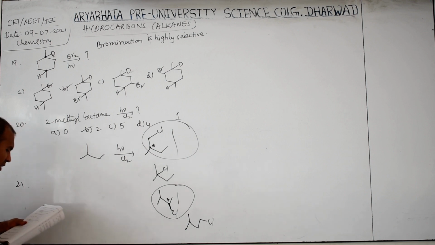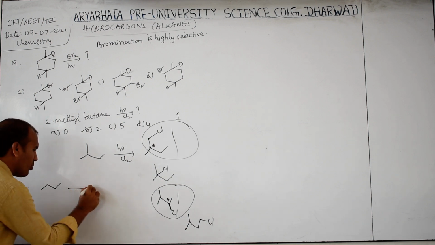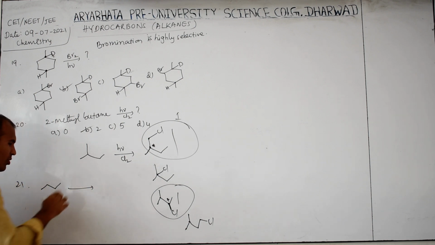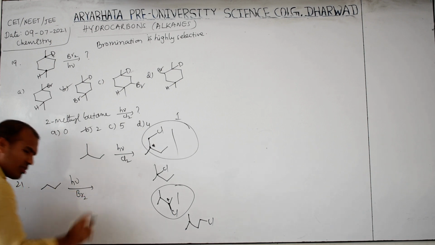The number of fractions on distillation of the dibromo product mixture obtained by photobromination of butane. They have given butane here. Photo means light, as you may know from physics and chemistry also. Light, bromination. This is photobromination.